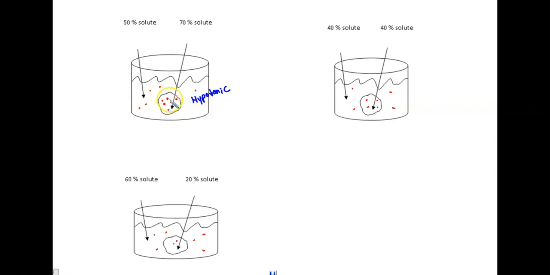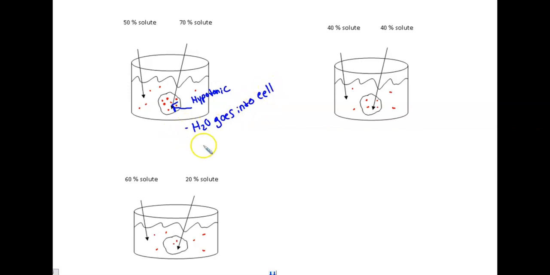So what's going to happen to the water? Where's the water going to go? If you have a hypotonic solution that you've just stuck your cell into, water will always move in the direction where there's more stuff. So water is actually going to go inside this cell. So water goes into cell.